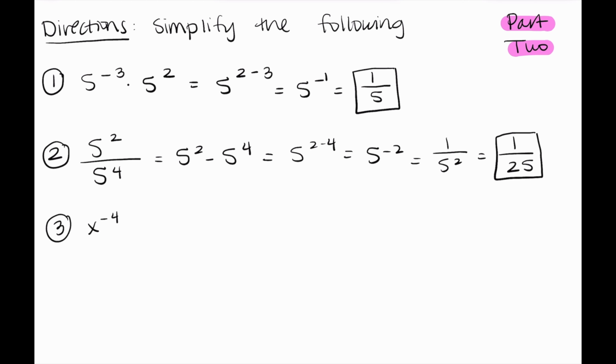For number 3, we have x to the negative 4 times x to the 5th. For this one, we would be using our multiplication rule here. So we'll go through and combine our exponents. When we do that, we'll get x to the 5 minus 4. We know that 5 minus 4 just gives us 1. X to the 1 is just the same as x. So our answer for number 3 is just x.